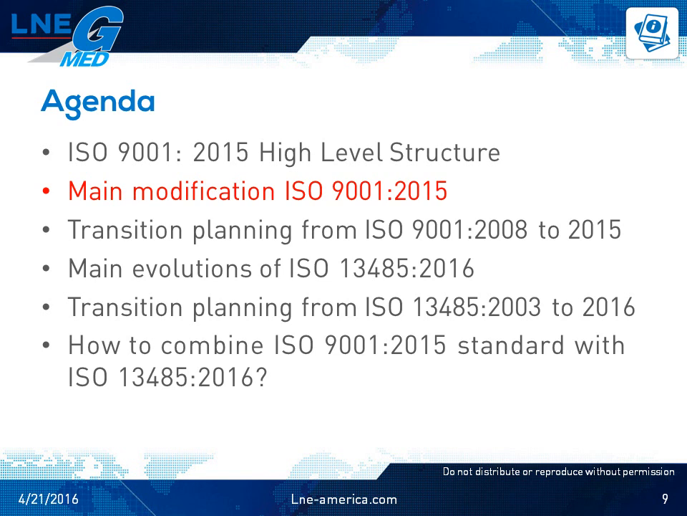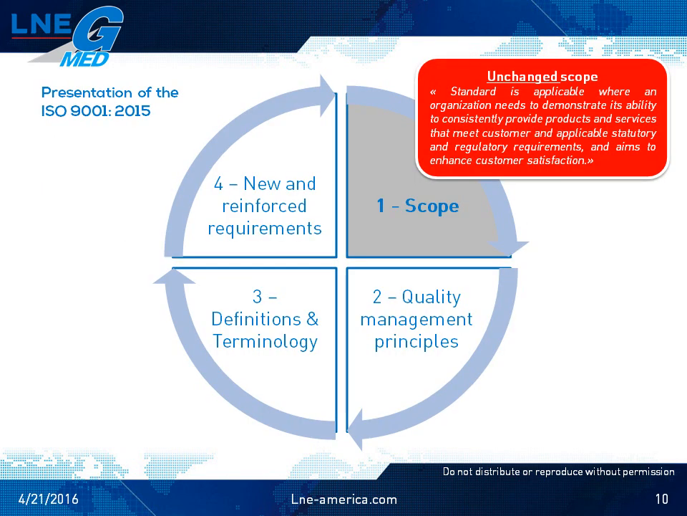Now that we looked at the standard structure, let's talk about the main modifications. The scope of the standard remains unchanged. It is still applicable where an organization needs to demonstrate its ability to constantly provide products and services that meet customer and applicable statutory and regulatory requirements and aims to enhance customer satisfaction.